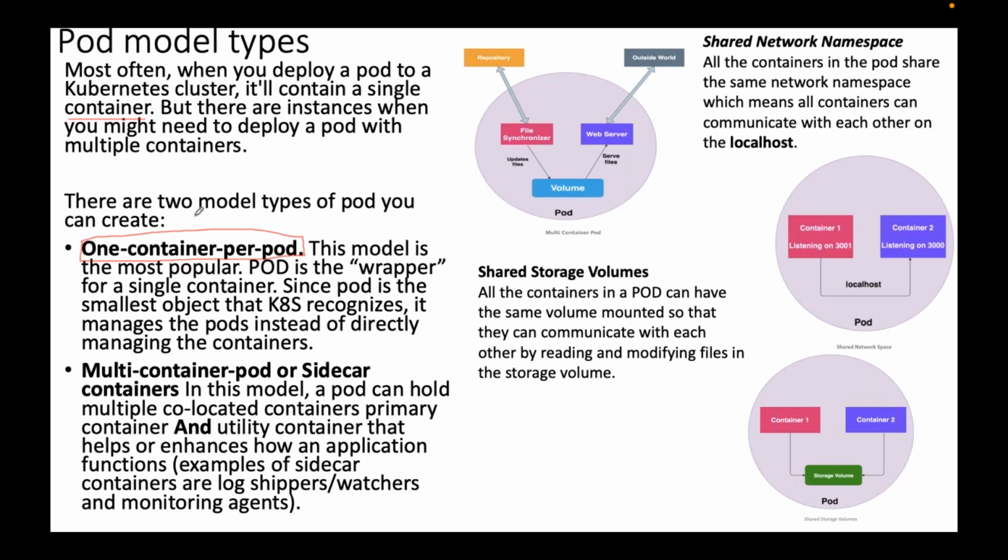So there are two types of pods. We will have one container per pod, which means single container pods. In this model, the pod is the wrapper of a single container. So inside the pod, you will have only one container. But in some use cases, you will have a multi-container pod, or we call them sidecar containers, or helper containers.